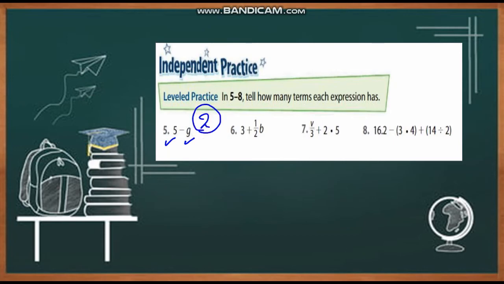Exercise 6. 3 plus half b. Plus here separates the 2 terms. The first is 3. The second is the product, half b. So we have 2 terms.